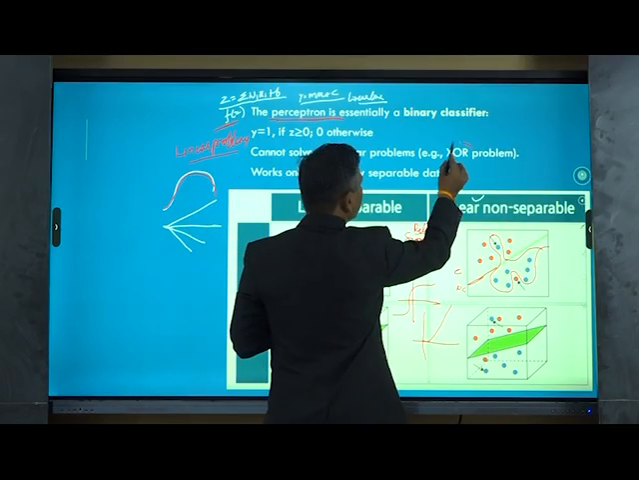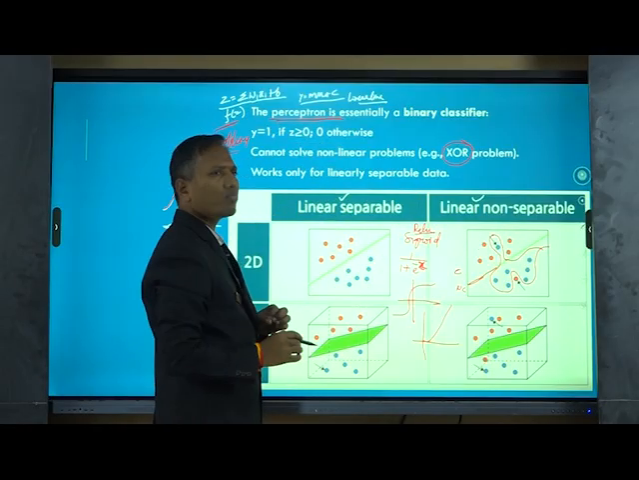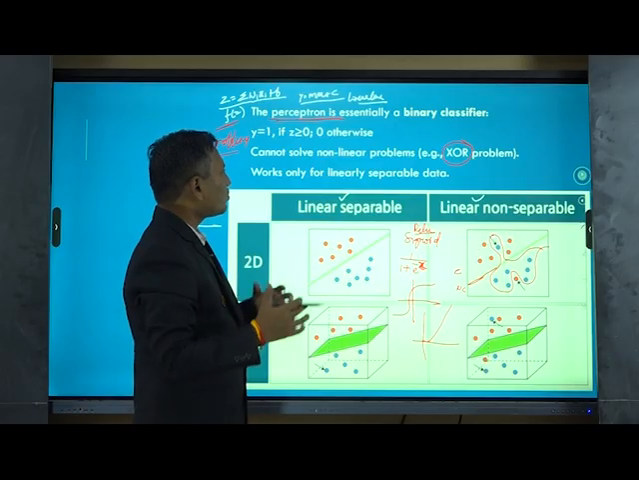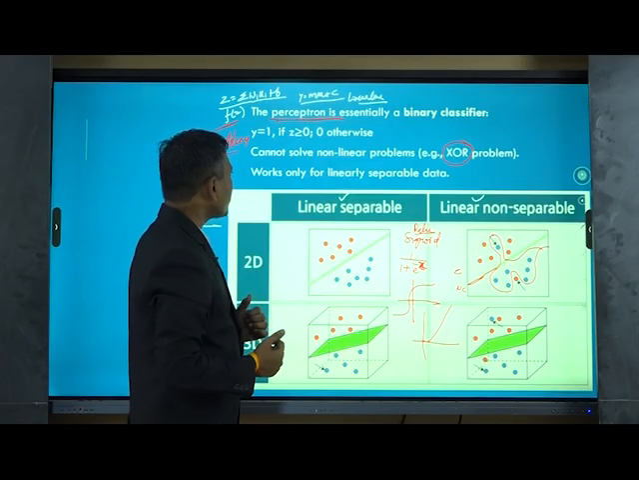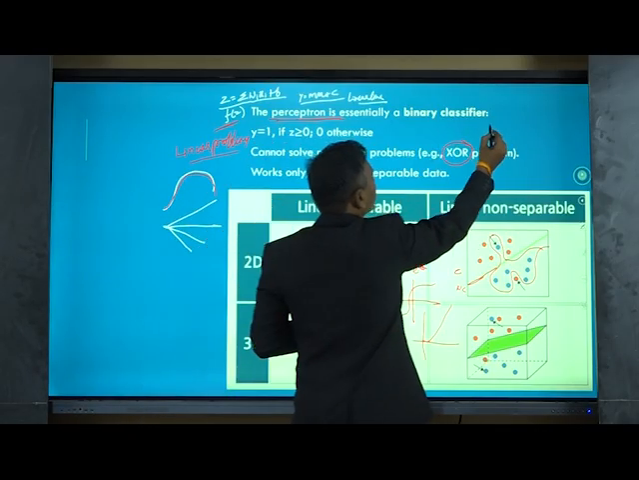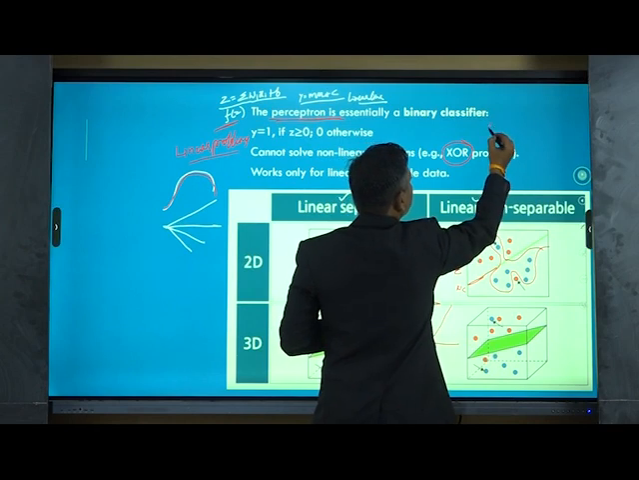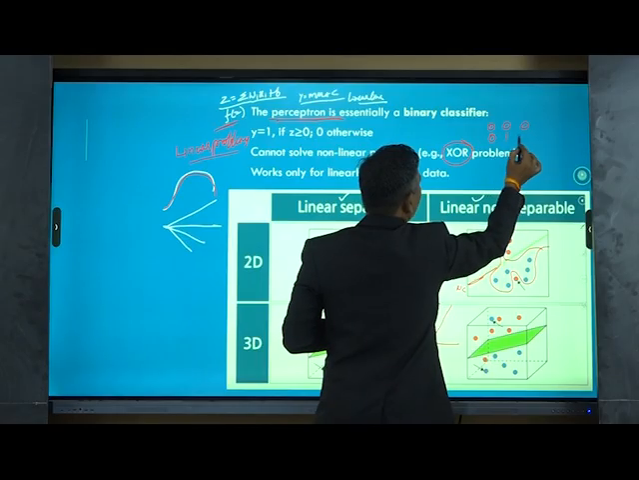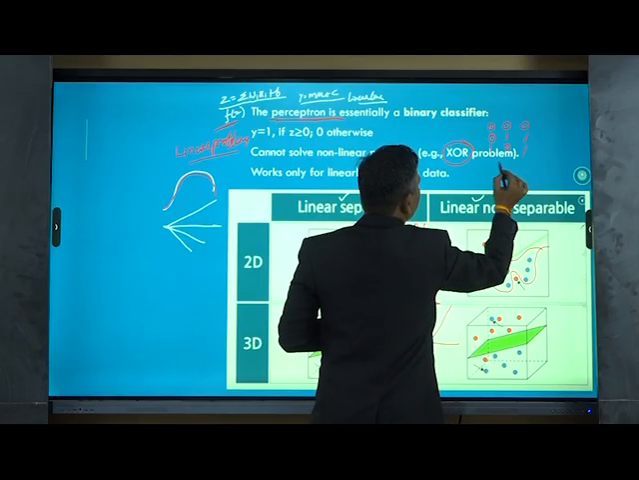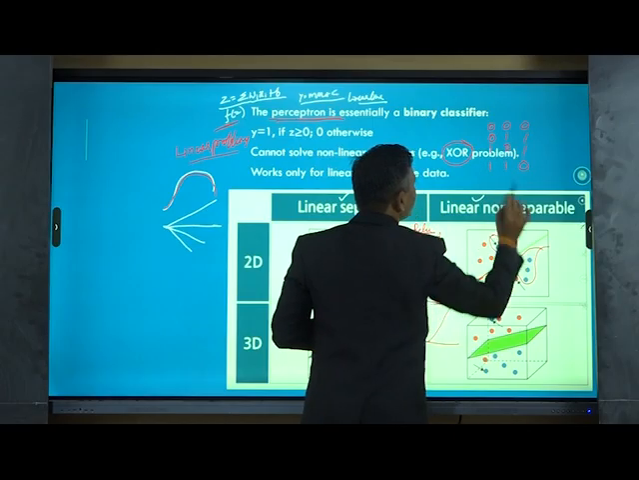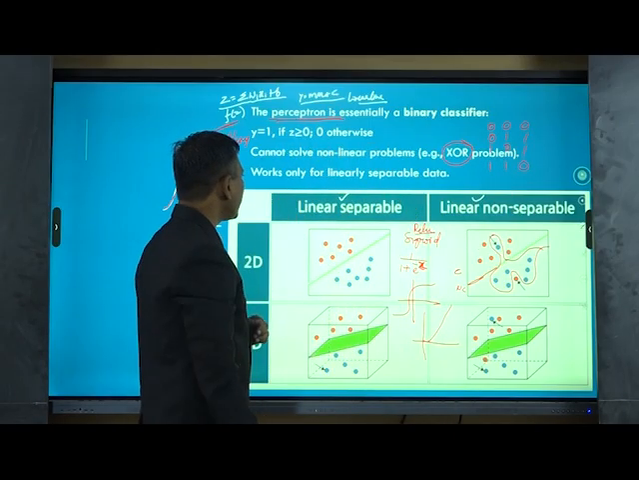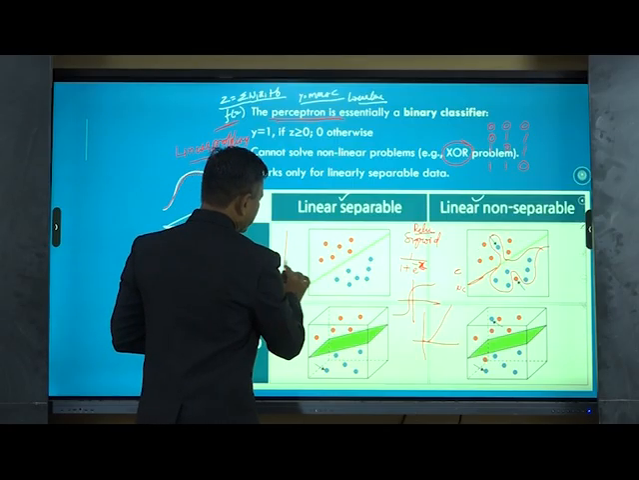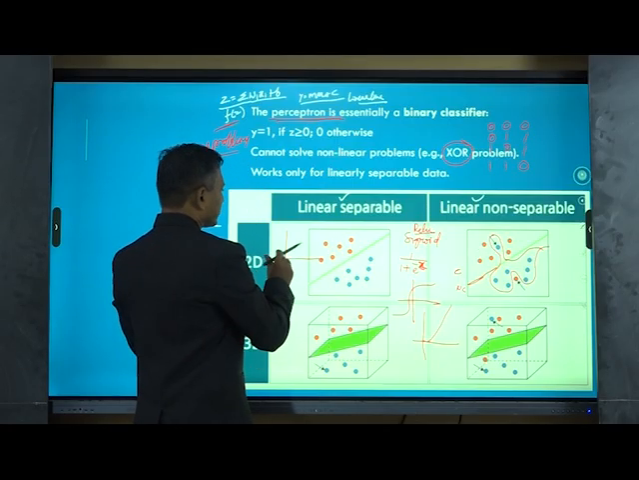I will stop here, but before stopping, let me tell you what this XOR actually is, and why the XOR problem has become a non-linear problem. What is the truth table of the XOR? See, 0 0 will be 0, 0 1 is 1, 1 0 is 1, and again 1 1 is 0. Why is this going to be a non-linear problem? Let us take this on a scale.